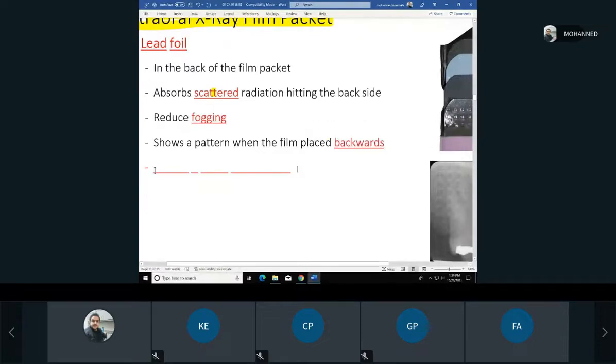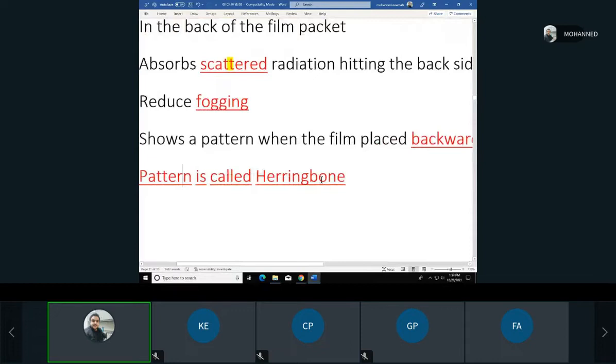Backwards. This pattern, I guess, was not meant to be read. It was done by mistake. It was only the herringbone. And if you look for herringbone pattern, you'll see that's the pattern. You can buy things with a herringbone pattern on them.